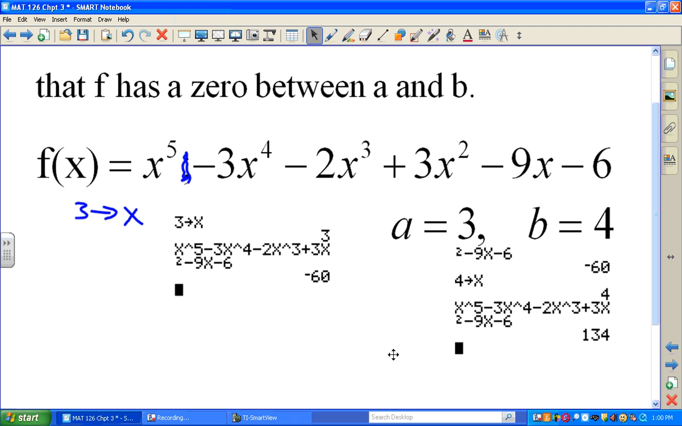So if you have one value at negative 60 and the other value at 134, what has to be true? Yeah, there is a number between 3 and 4 such that y would equal 0. Okay? That's all you have to do. It doesn't say find it. Well, we'll find them later. But right now, I want you to understand that if you have two numbers, one with a negative y, one with a positive y, at some point it has to equal 0.